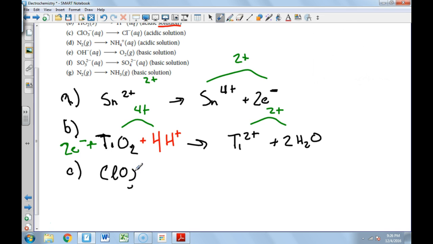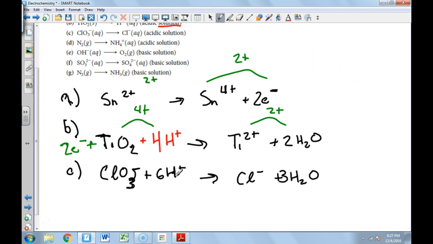ClO3- reacts to form Cl-. This is very similar to the one above it. We're balancing it in acidic solution. So we balance non-oxygen and hydrogen atoms first. We have chlorine balanced, good. Now we balance the oxygen next with H2O, but there are 3 of them, so we need 3 H2O here. And now we balance the hydrogens with H+. It's in acidic solution, so we're going to use H+. So there's 6 H+.